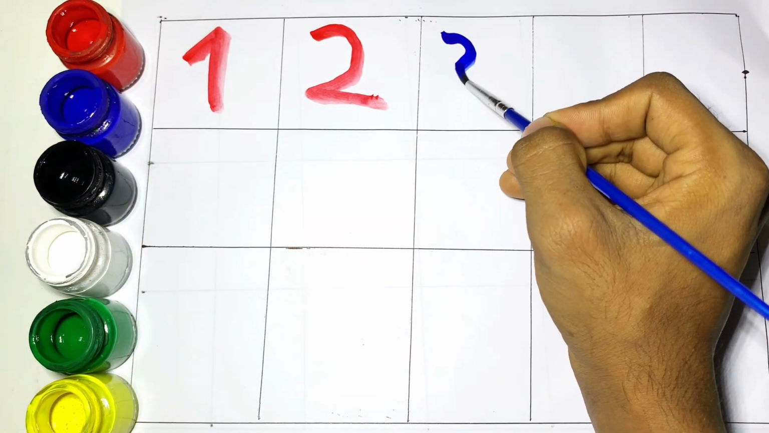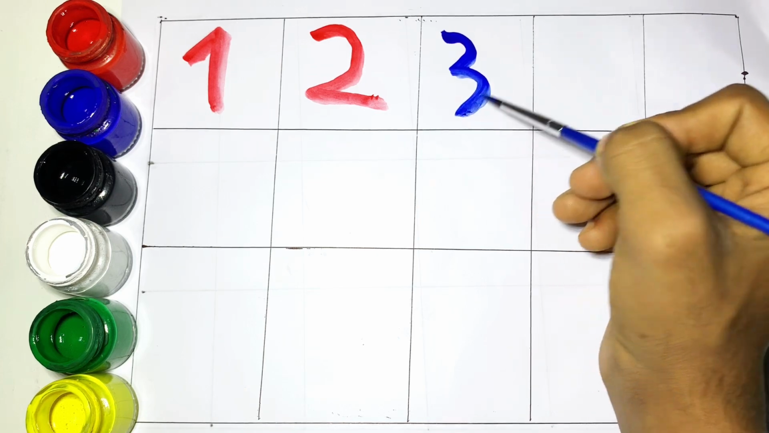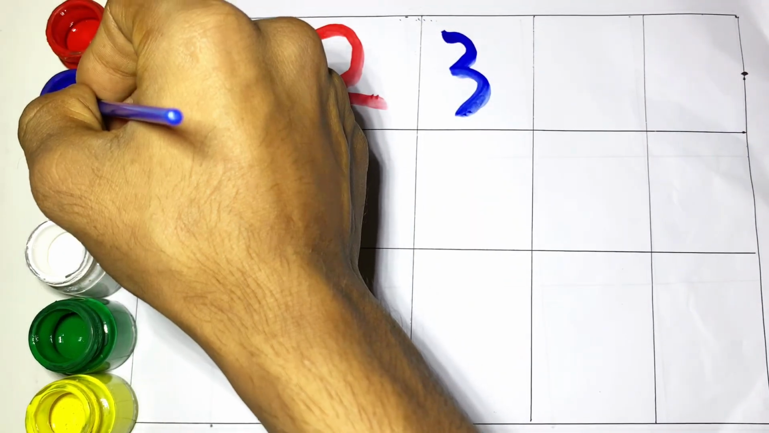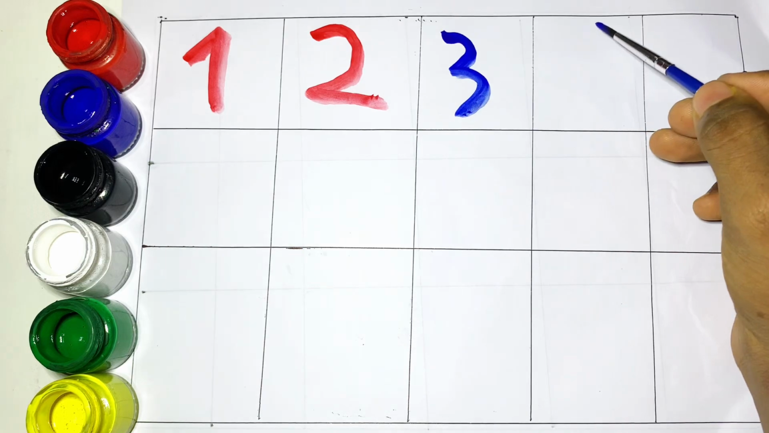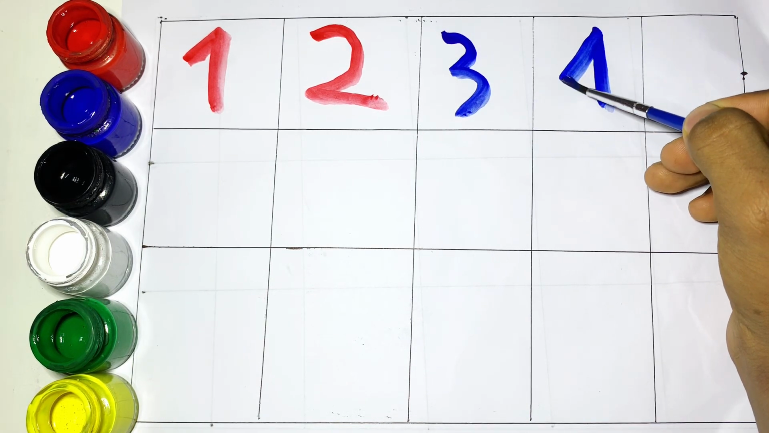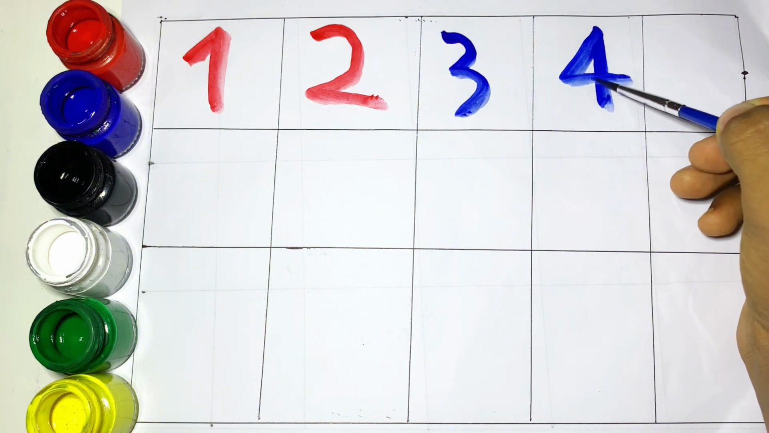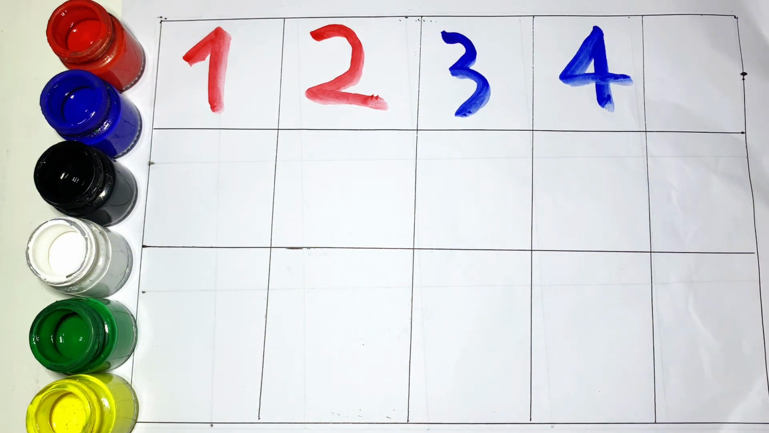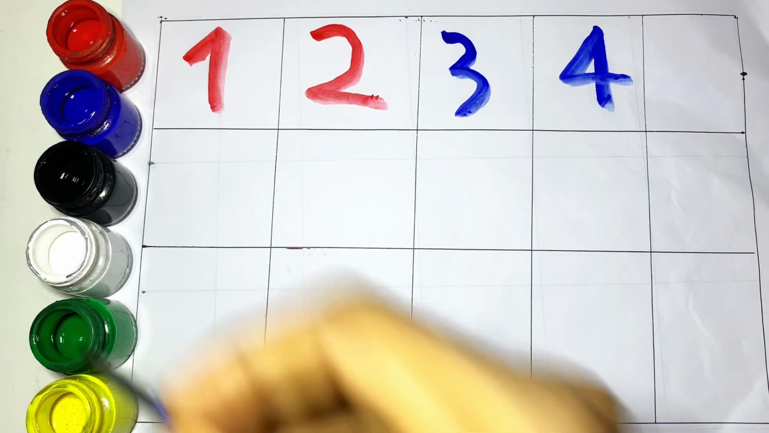T H R E E, 3. Kids, again use blue color and draw 4, the numbers of 4. F O U R, 4. Kids, now draw 5, the numbers of 5, and use black color.